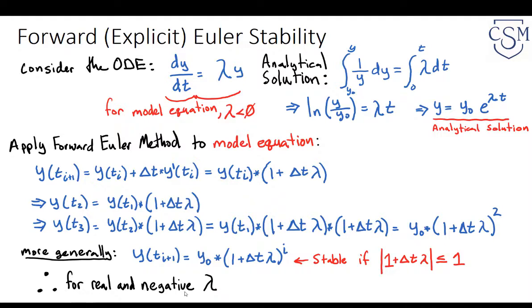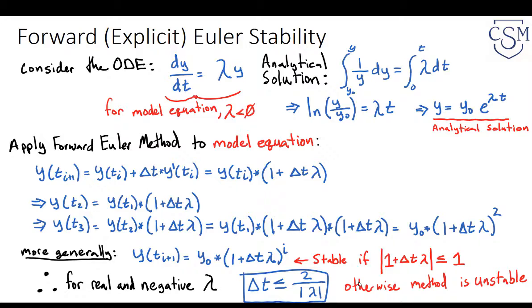Therefore, for real and negative lambdas, we say that this solution is stable if delta t is less than or equal to 2 over the absolute value of lambda. So this will set the upper bound on our time step. We cannot make a time step that is bigger than 2 divided by the absolute value of lambda. Otherwise, our method will be unstable.